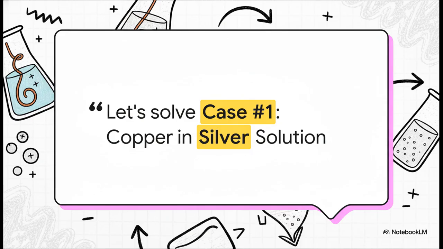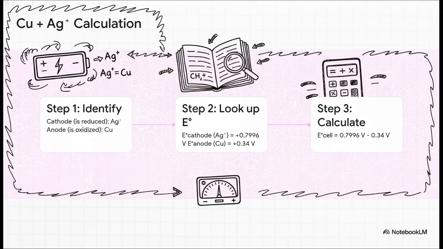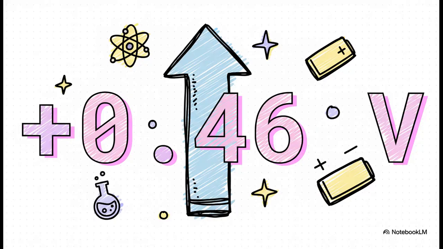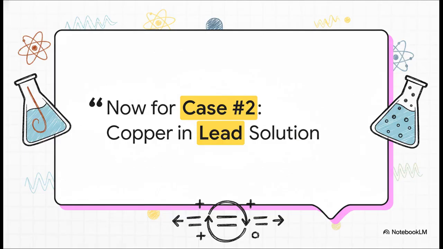All right, let's put this formula to the test. First up, our reacting pair. Copper wire in that silver solution. Okay, so in this reaction, the silver ions are gaining electrons, so that makes them the cathode. The copper is losing electrons, making it the anode. So we just look up their values from our leaderboard. Silver is a positive 0.7996, and copper is a positive 0.34. Now we just plug those right into our formula. And what do we get? Positive 0.46 volts. It's a positive number. And what does positive mean? It means the reaction is spontaneous. It happens all on its own, which is exactly what we saw. Boom, case 1 closed.